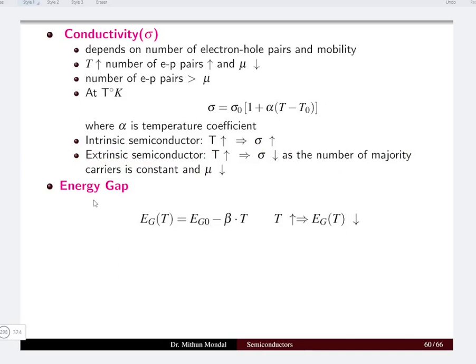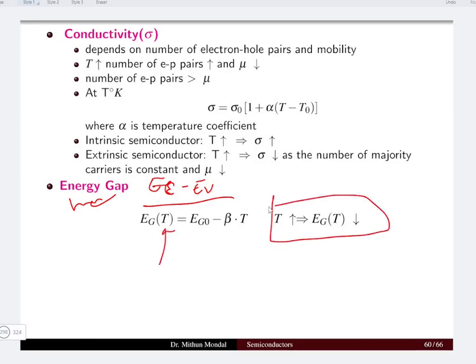Now the final factor is the energy gap. Energy gap is nothing but the difference between the conduction band and the valence band. So the difference between conduction band and valence band is dependent on the temperature. So when the temperature increases, the energy gap decreases. This is due to the factor Eg naught, that is at 0 Kelvin, minus beta into T. So here you can see that this factor will keep on increasing when the temperature increases.